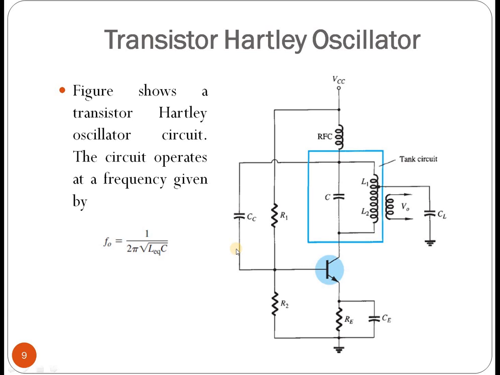Transistor Hartley oscillator. In this type of Hartley oscillator, a transistor is used as the main circuit, and the tank circuit, L1, L2 and capacitor, is used as the basic elements X1, X2 and X3. The rest of the elements are used for biasing purposes. Here the frequency is f0 equals 1 by 2π root over L equivalent into C, the capacitor. So you can find the frequency of oscillation of this given circuit.